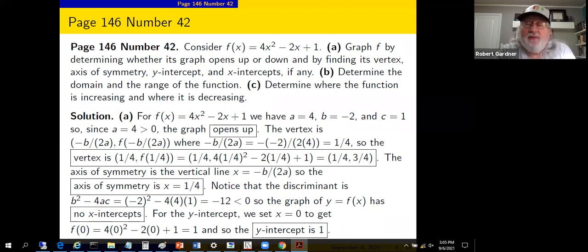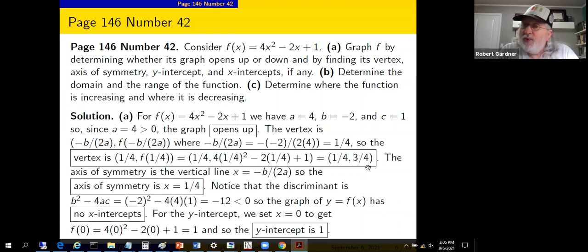Okay, I think that took care of everything in part A except for the graph. So let's graph it on the next slide. Important stuff being (1/4, 3/4) is the vertex. It opens up. There's no x-intercepts, and there's a y-intercept of 1.